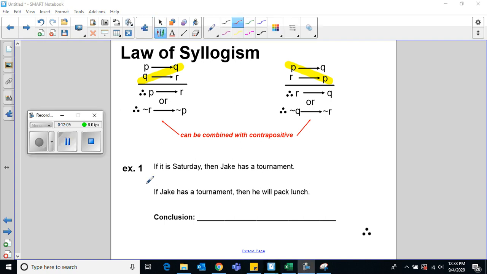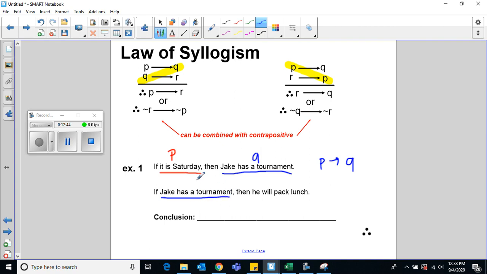So we have, if it is Saturday, then Jake has a tournament. So we're going to do it is Saturday, there's our P. And then Jake has a tournament is Q. And remember, all the laws have started if P, then Q. It's always our starting point. Okay, then here on the next conditional statement, we have if Jake has a tournament. Well, that here is matching Q.